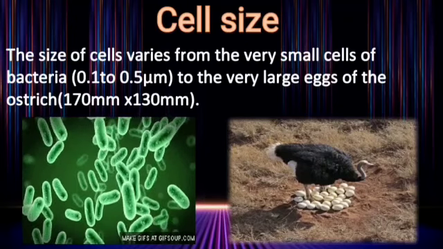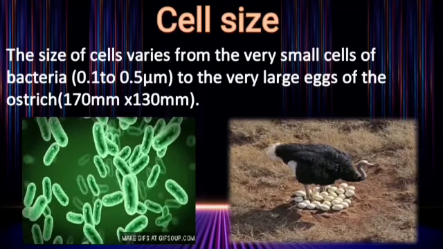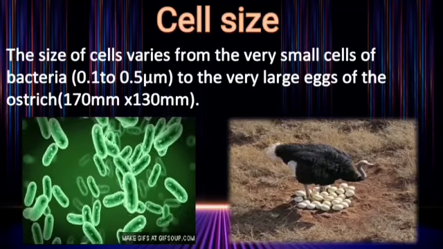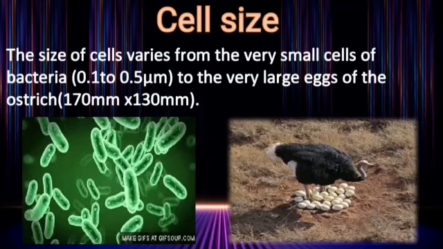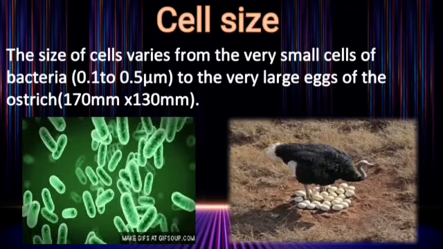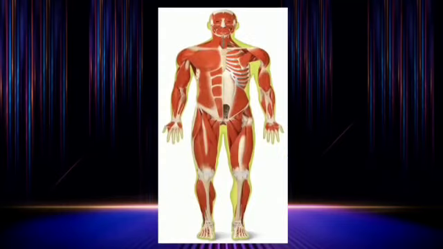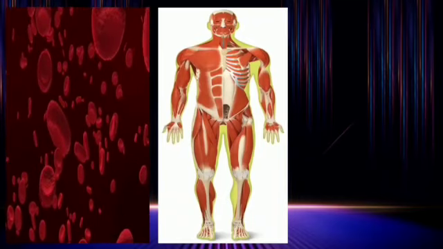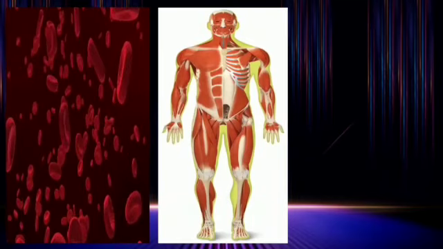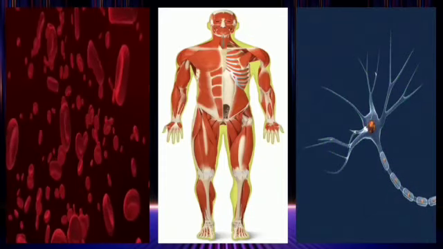The size of cells varies from the very small cells of bacteria, that is 0.1 to 0.5 micrometer, to very large eggs of the ostrich, that is 170 millimeter by 130 millimeter. In our body, red blood cells, that is 7 micrometer, are the smallest, and the nerve cell, about 100 centimeter, are the longest cells.